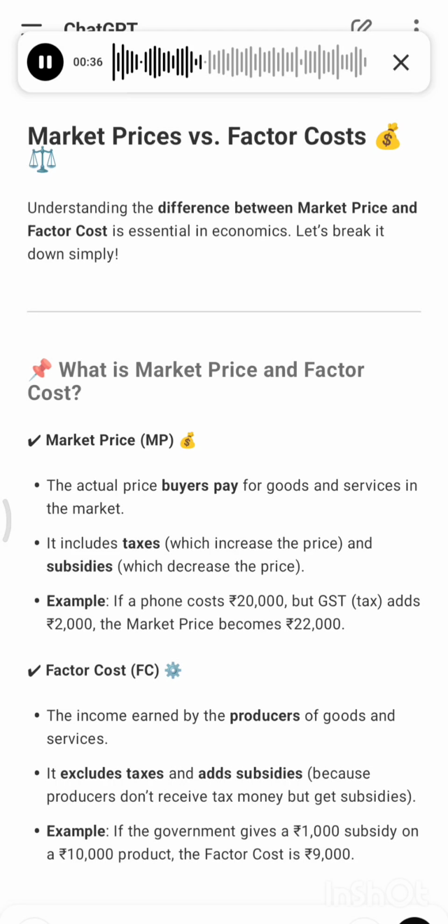Factor cost, FC, is the income earned by the producers of goods and services. It excludes taxes and adds subsidies, because producers don't receive tax money but get subsidies. Example: if the government gives a $1,000 subsidy on a $10,000 product, the factor cost is $9,000.